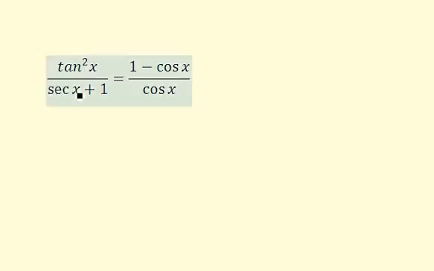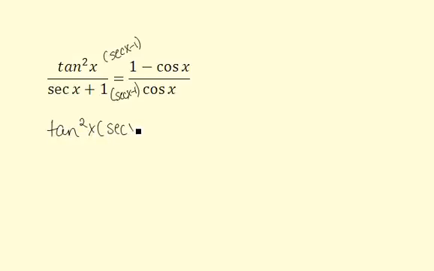We are looking at the tangent squared divided by secant plus 1, wanting to get to 1 minus cosine all over cosine. We will multiply again by the conjugate of the denominator, or secant x minus 1, in both numerator and denominator. Therefore, we will have the tangent squared of x times secant x minus 1 all over the product of the secant plus 1 times secant minus 1, which is going to give us secant squared of x minus 1.